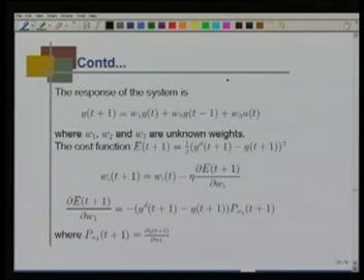So, the response of the system is W1 y t plus W2 y t minus 1 plus W3 u t, where W1, W2, W3 are unknown weights.